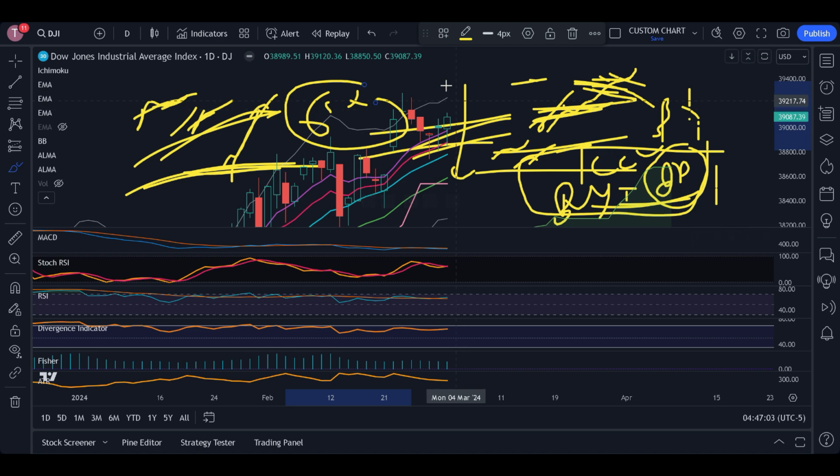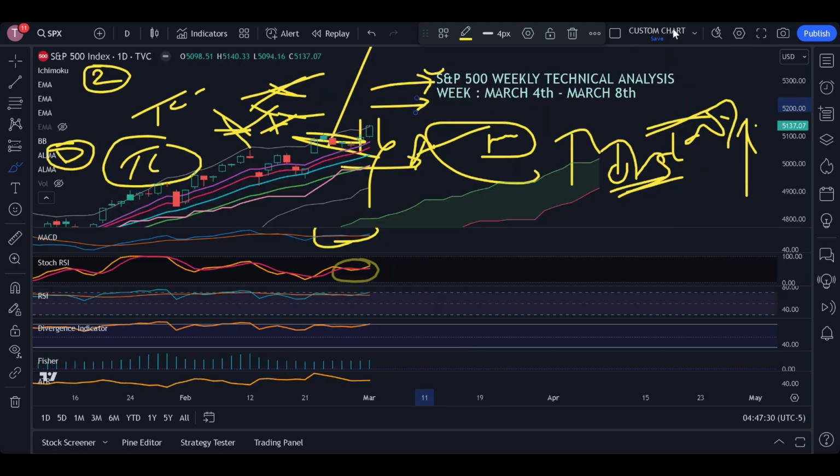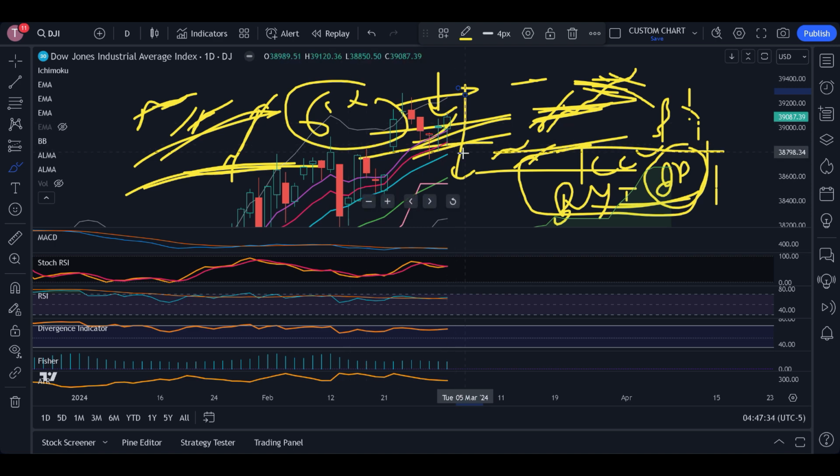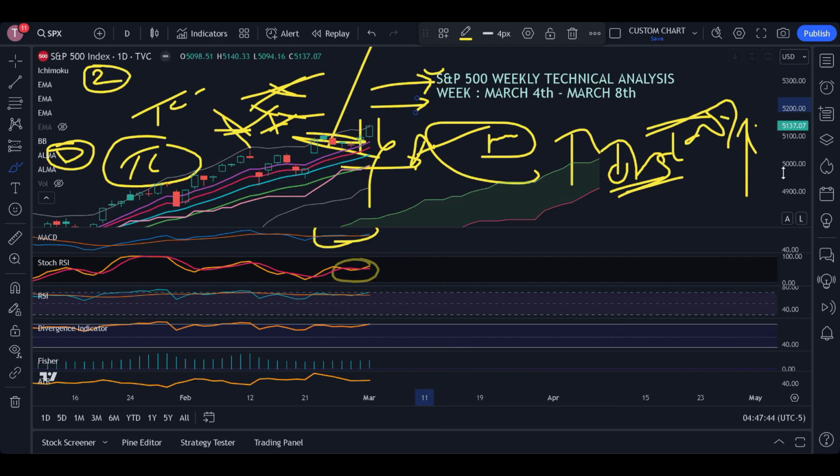Why? Because the MACD of the Dow Jones is still bearish, and this is exactly what I mentioned in the previous S&P 500 weekly technical analysis. If the Dow Jones remains weak, or if the MACD of the Dow Jones remains bearish, then any more bullish movement is going to face some struggle. That is the same thing that we are seeing here. However, its impact is not yet clearly realized on the S&P 500, but it will, because all of these are indices and they are connected to each other. So this is the case.